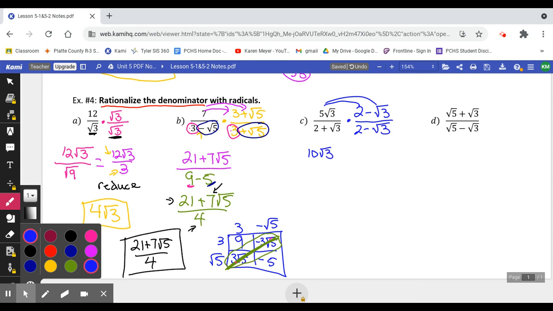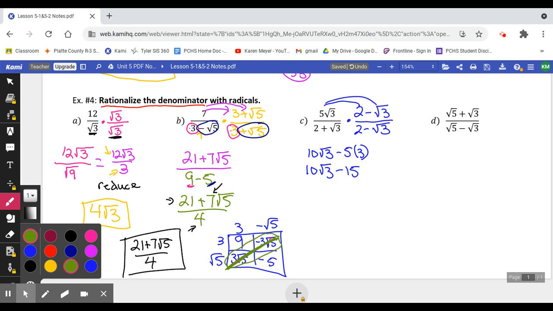5 square root of 3 times negative square root of 3. Well, that will give me negative 5. Square root of 3 times square root of 3 is really going to be the square root of 9, and the square root of 9 is 3. So essentially, you're looking at negative 5 times 3, which really makes that negative 15. So that was kind of tricky on the top.